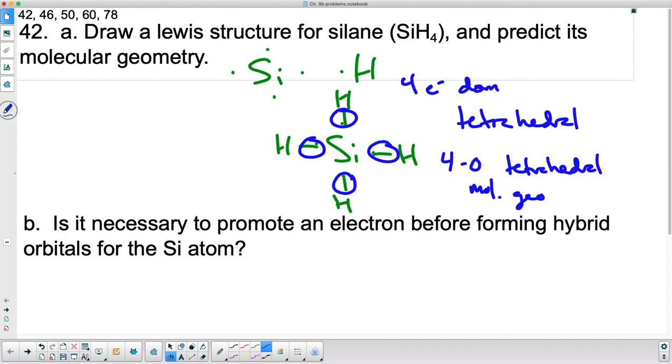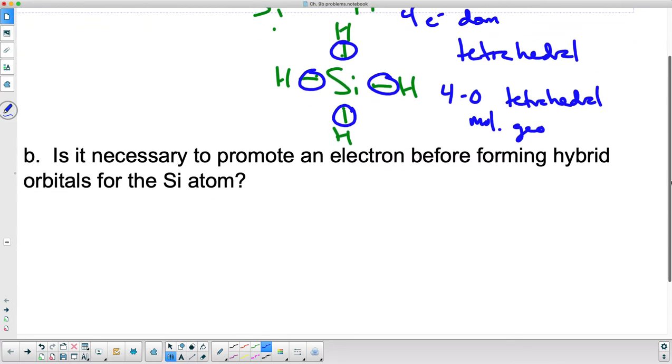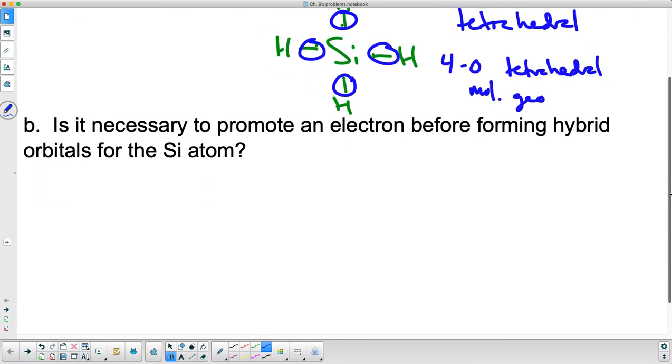Did that. Is it necessary to promote an electron before forming hybrid orbitals for the Si atom? Yes, it is. How do I know that? Well, let's take a look at the valence electron structure for silane. For silicon it is neon 3s2, 3p2. Okay, so we have 3s2, 3p2 as the valence electrons. There are 4 of them.